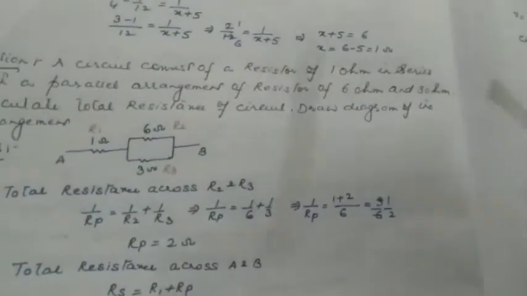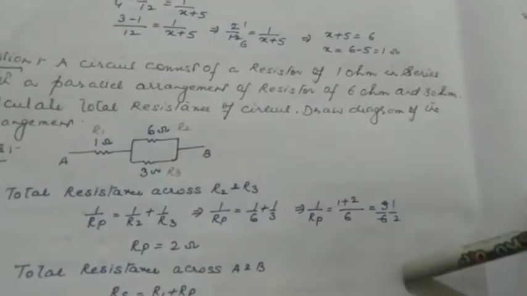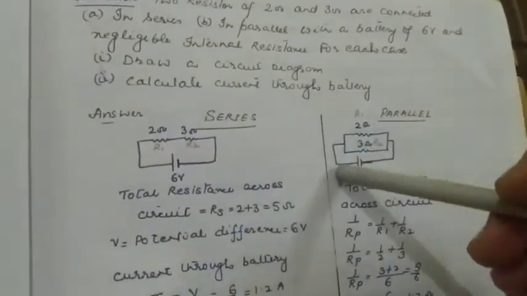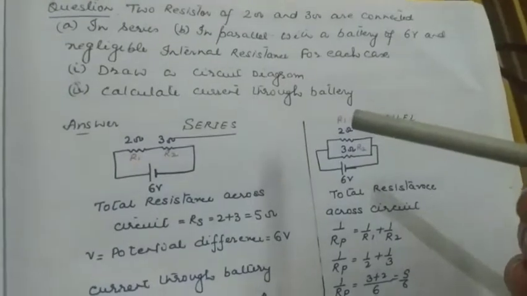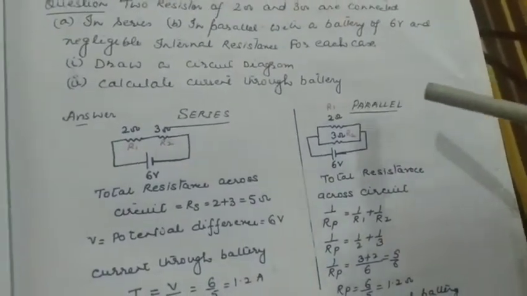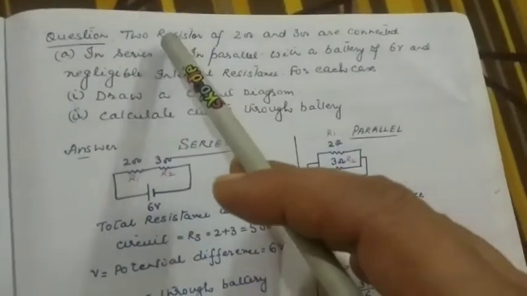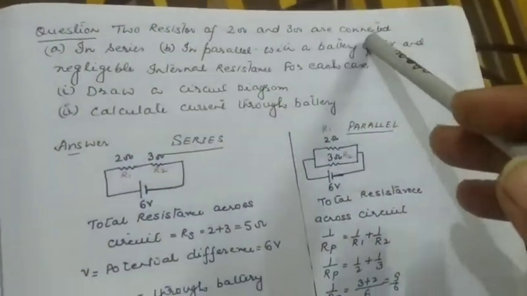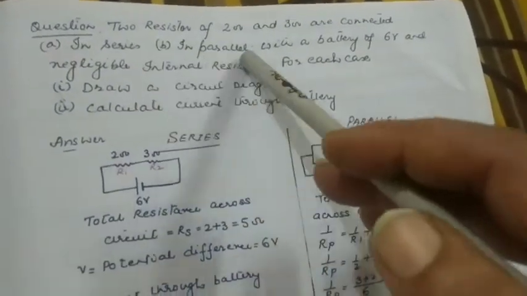So these are the simple questions in which we study how to find only the equivalent resistance or total resistance. Now a little bit different question, second level, that question is asked in Section B mostly. So in this we have to find out the total resistance, we will find out the current, we will find out the potential difference also. So try to understand. Firstly, two resistors, 2 ohm and 3 ohm, are connected, first in series, second in parallel.